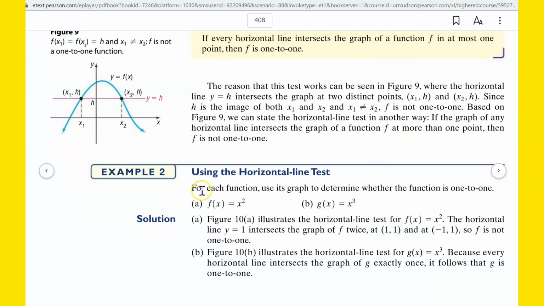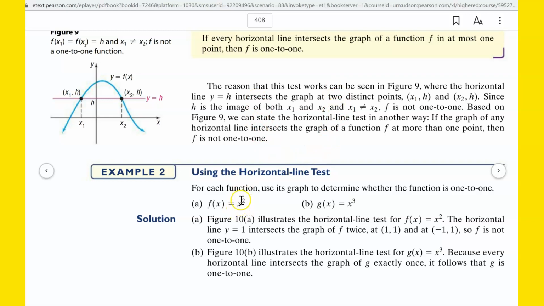So, using the horizontal line test on example 2, determine whether these are one-to-one functions. Well, f of x equals x squared. Hopefully you remember what that looks like. That's a parabola. A quadratic function is a parabola, like a U shape. So the U shape would not pass the horizontal line test, so it would not be one-to-one.